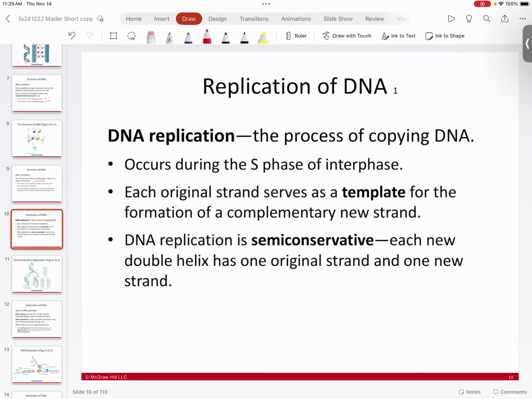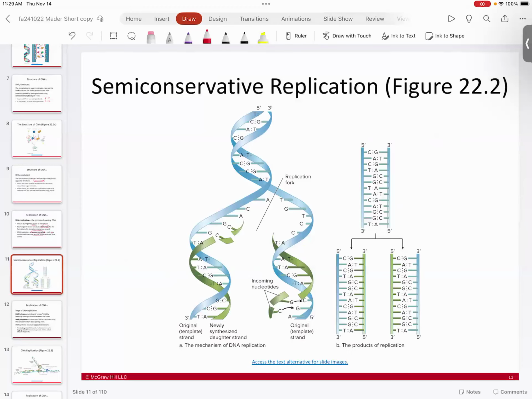Now, DNA replication, which is the process of copying your DNA, happens in S phase of the cell cycle, which we talked about a few chapters ago. Each of the DNA strands will act as a template that allows you to make a new strand that's complementary to that template. This process is referred to as semi-conservative. Any given DNA molecule has one new strand and one old, original strand. That's kind of what it looks like.